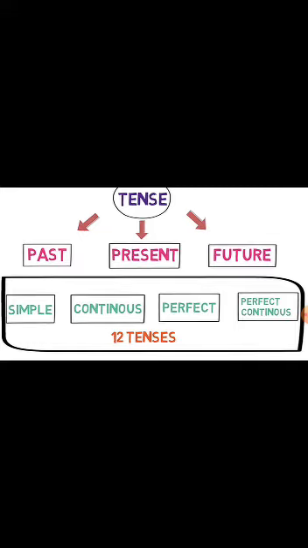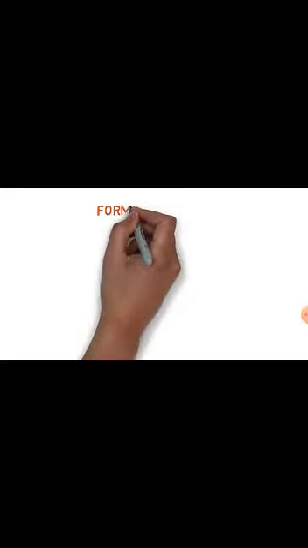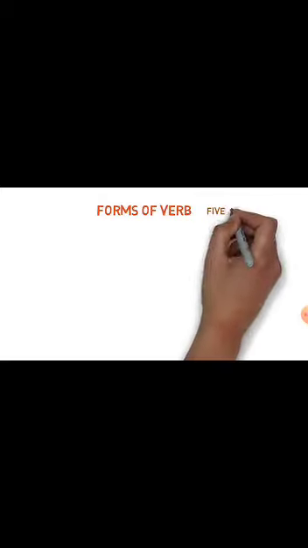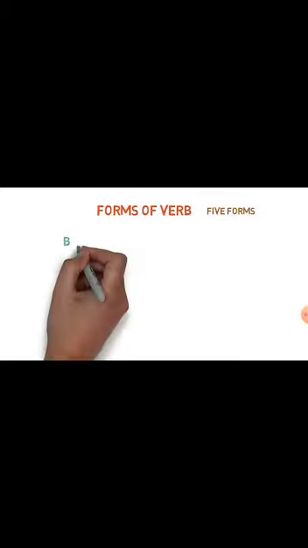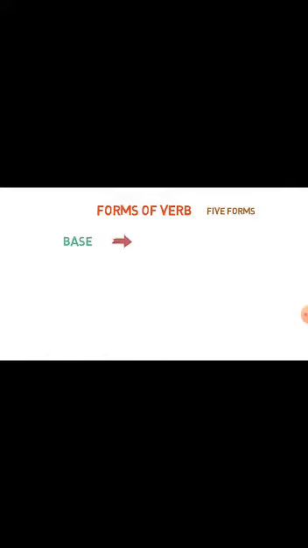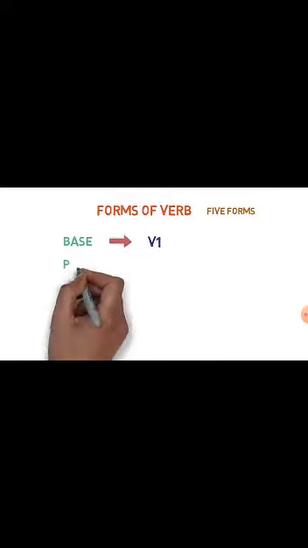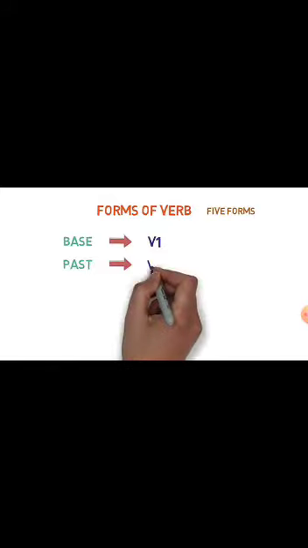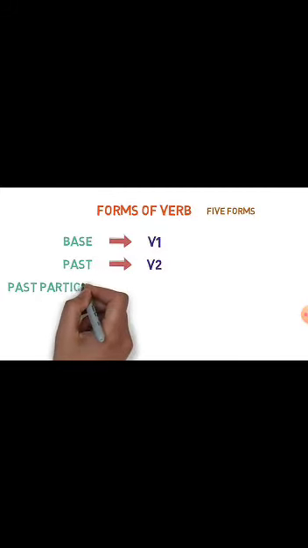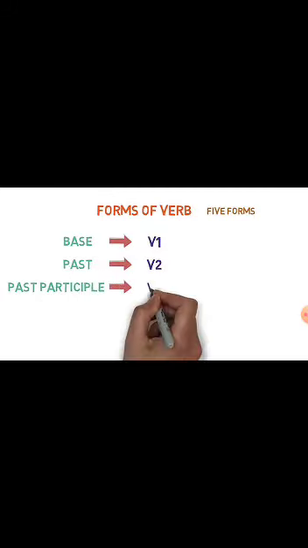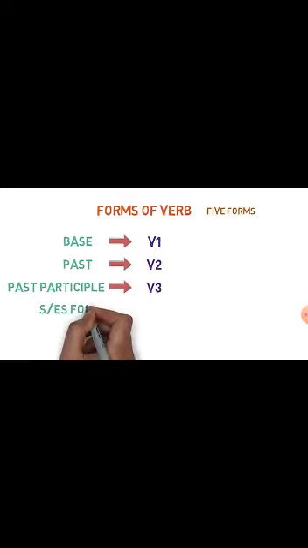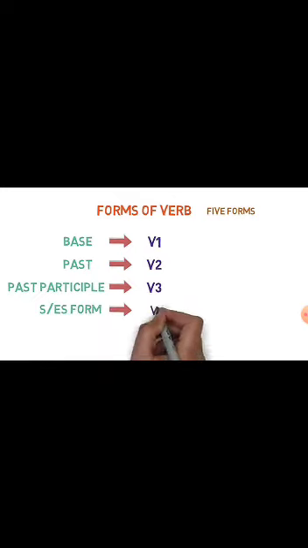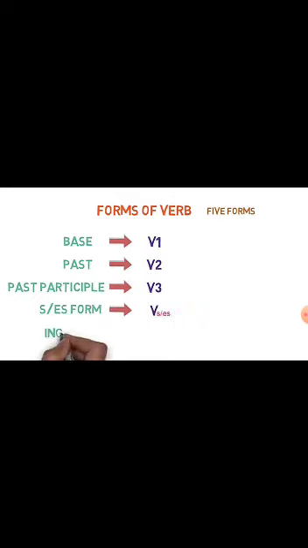Before that, we need to revise the forms of verb. Verbs are mainly divided into five forms, which are base form, we will denote it as V1; past form, we will denote it as V2; past participle, we will denote it as V3; S/ES form, we will denote it as VS/ES; and ING form, we will denote it as VING.